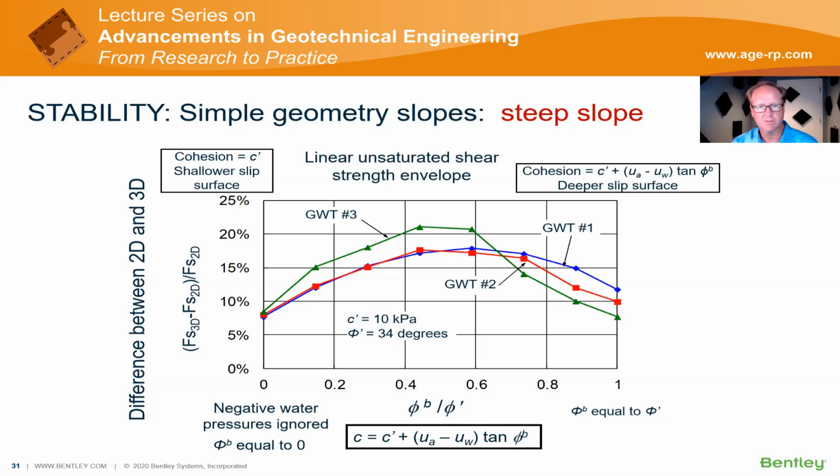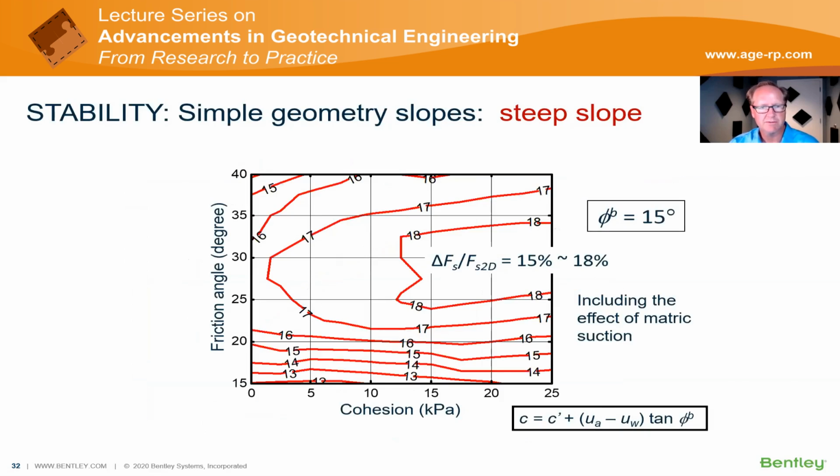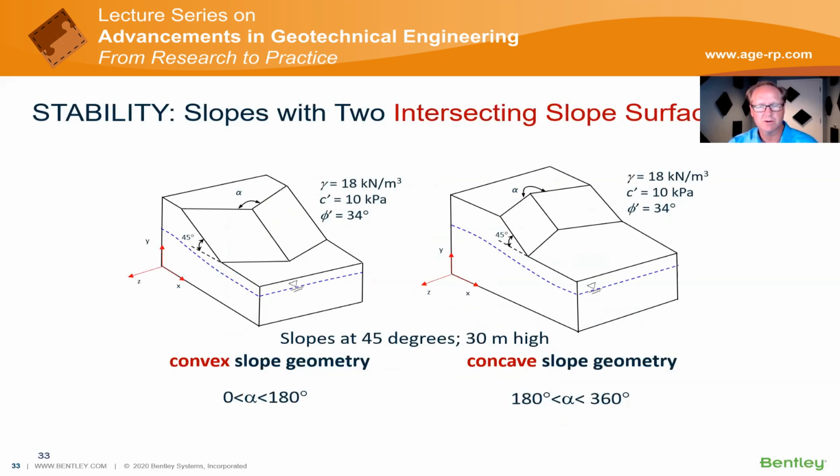So there is overall definitely a difference. And if you chart this versus cohesion and friction angle, you can see that your difference between 2D and 3D ends up being between 15 to 18%. And this is at a phi b of 15 degrees for your friction angle for suction contribution. So reasonable differences, and enough that you'd probably want to consider this and know what your answer is.